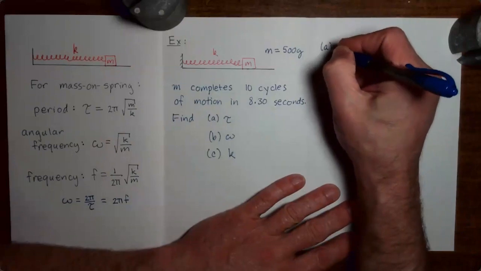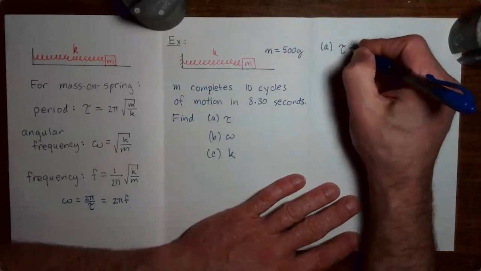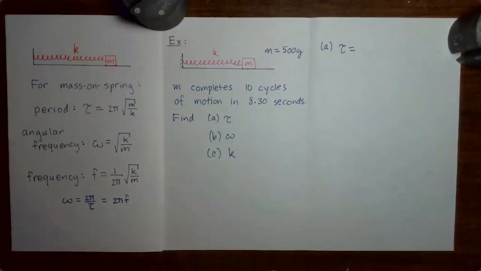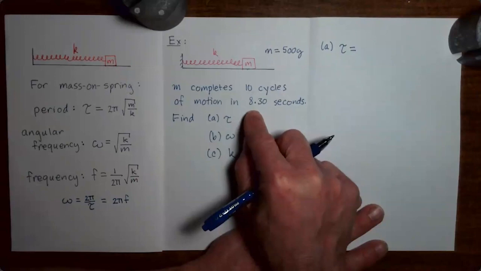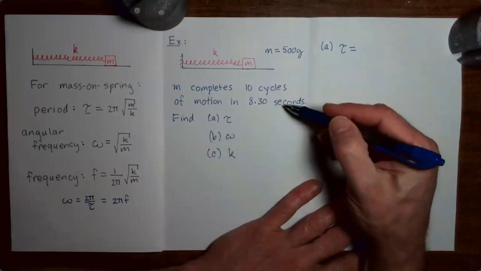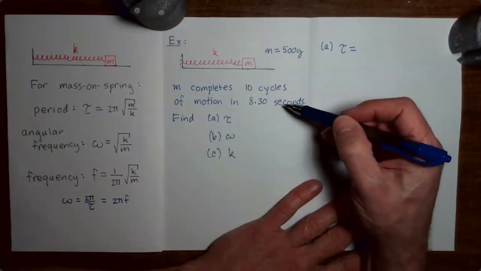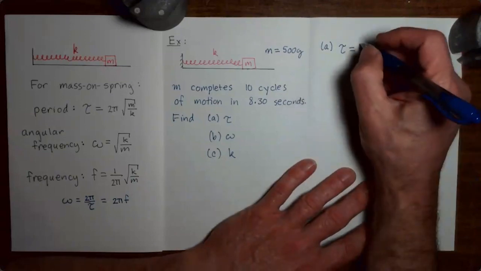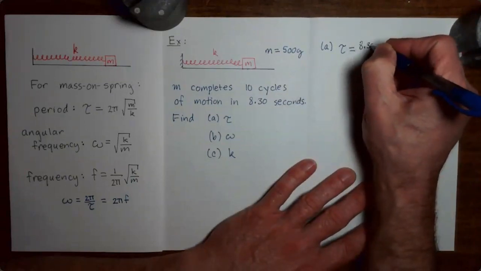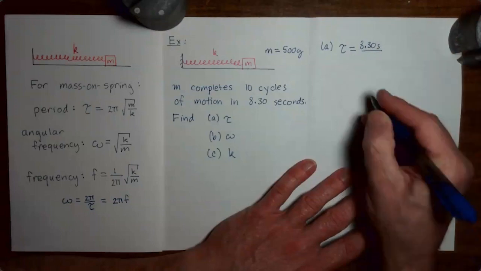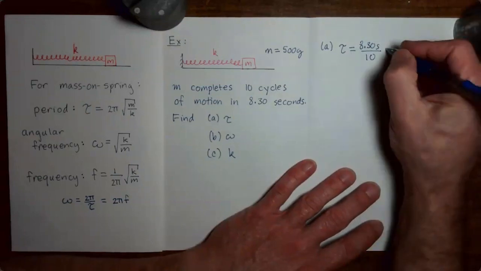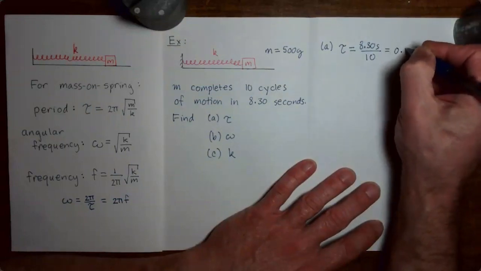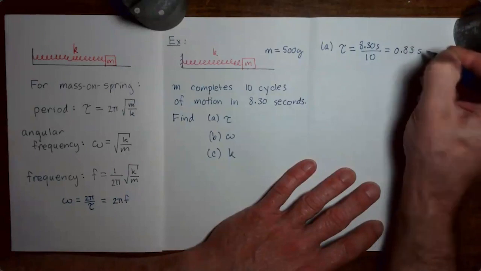Okay, part A. What would be the period? The period of oscillation is the time it takes to make one complete cycle of motion. Here we are told that the time for 10 cycles of motion is 8.3 seconds. So the time for one cycle of motion would be 8.30 seconds divided by 10. And that would be 0.83 seconds.